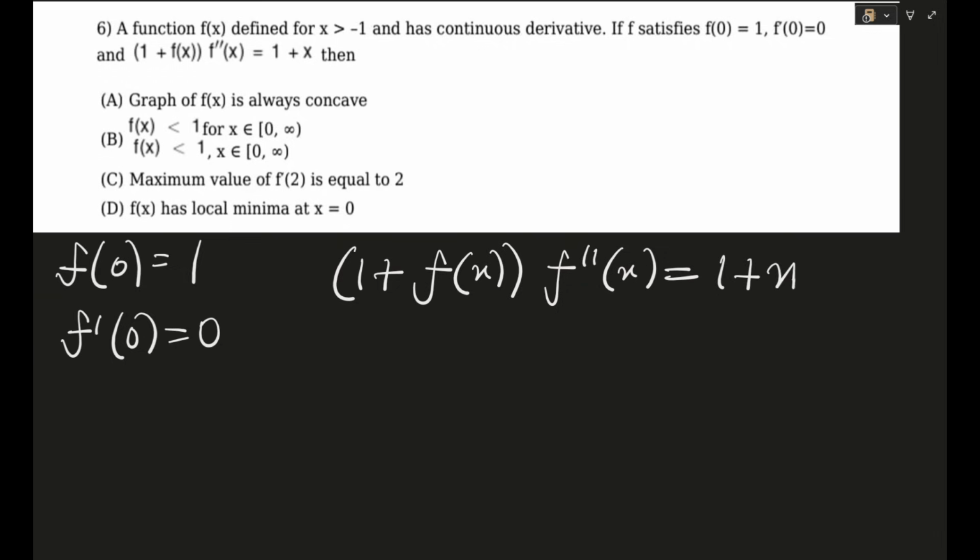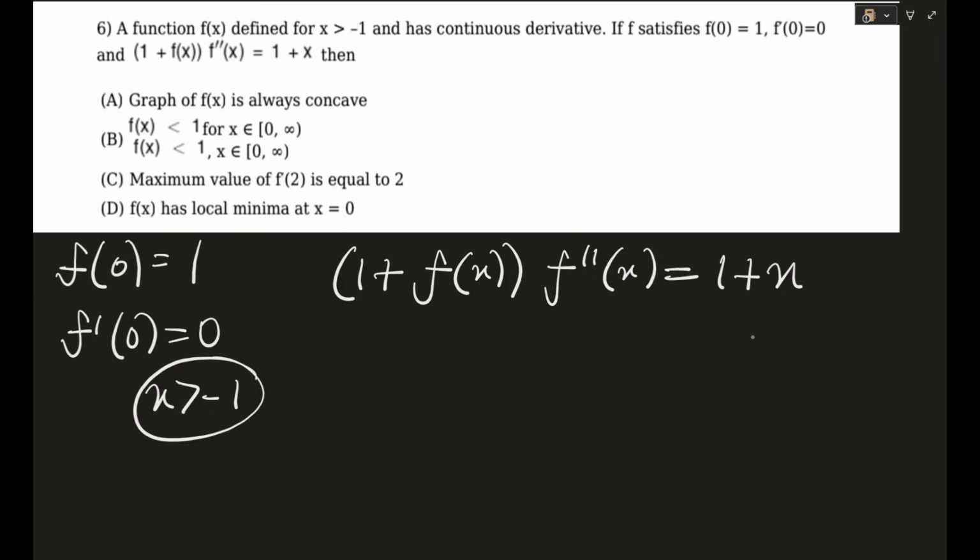Then they have asked some facts about f(x), and we have to judge their validity. Okay, so the first thing you can notice from here is (1 + f(x)) times f''(x) = 1 + x, and they have given us a very crucial piece of information, that is x is greater than -1. So if x is greater than -1, this particular RHS can never be negative.